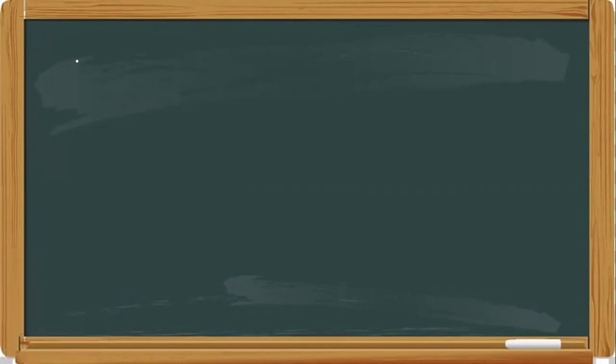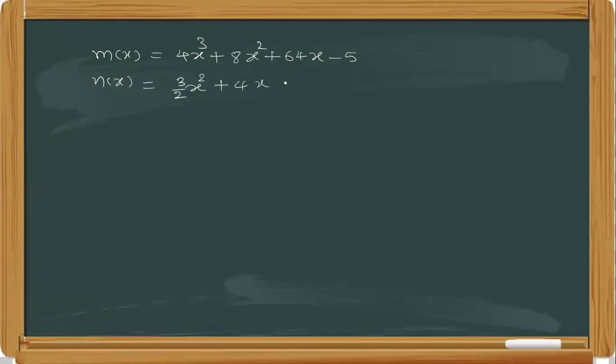Tell me the question once again. m(x) is equal to 4x cube plus 8x square plus 64x minus 5. And next, n(x) is equal to 3 upon 2 x square plus 4x minus 25. We have to subtract n from m.